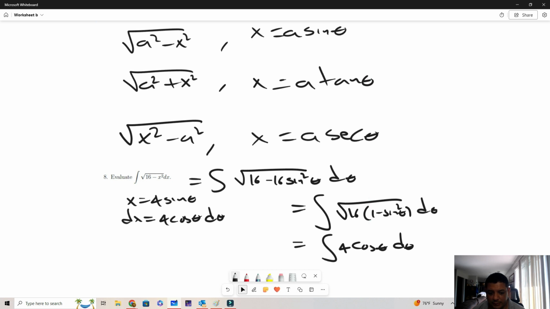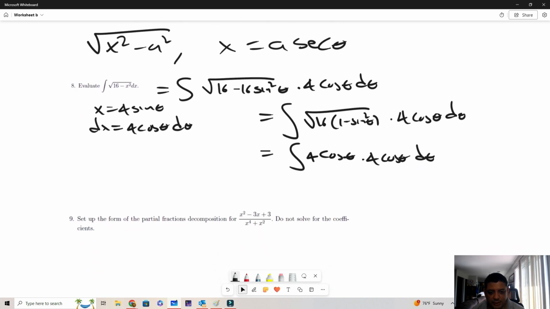And wait a minute, I forgot here to multiply by the dx. So I gotta multiply here by 4 cosine of theta d theta. Cannot forget the d theta, otherwise I'm missing half of the integral. Okay, so this will be 16 cosine squared of theta d theta.